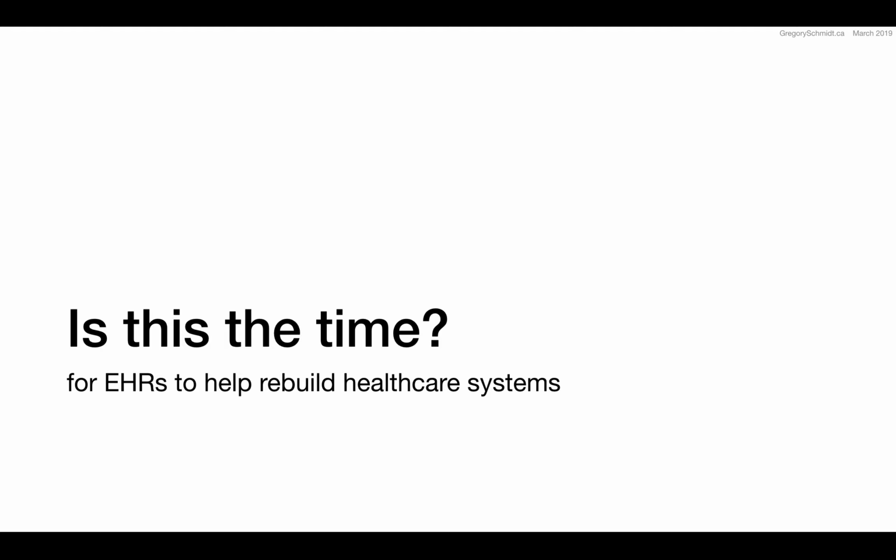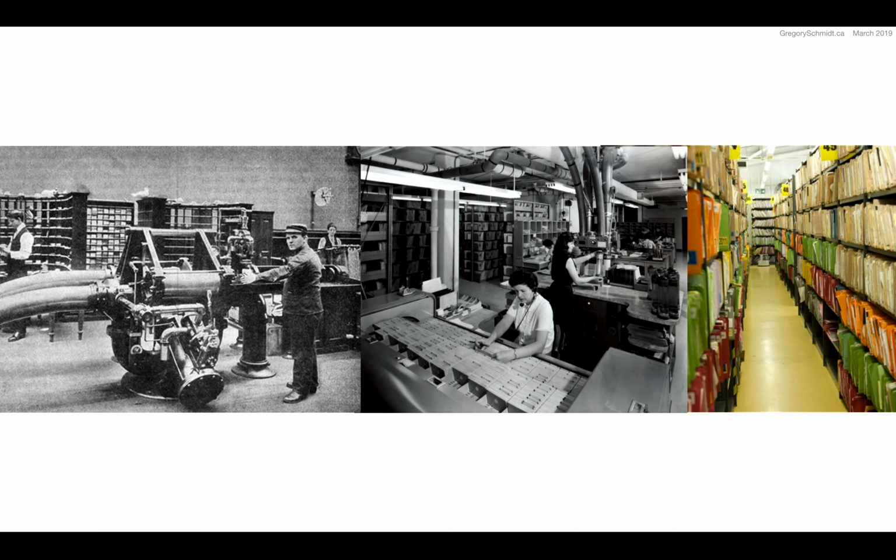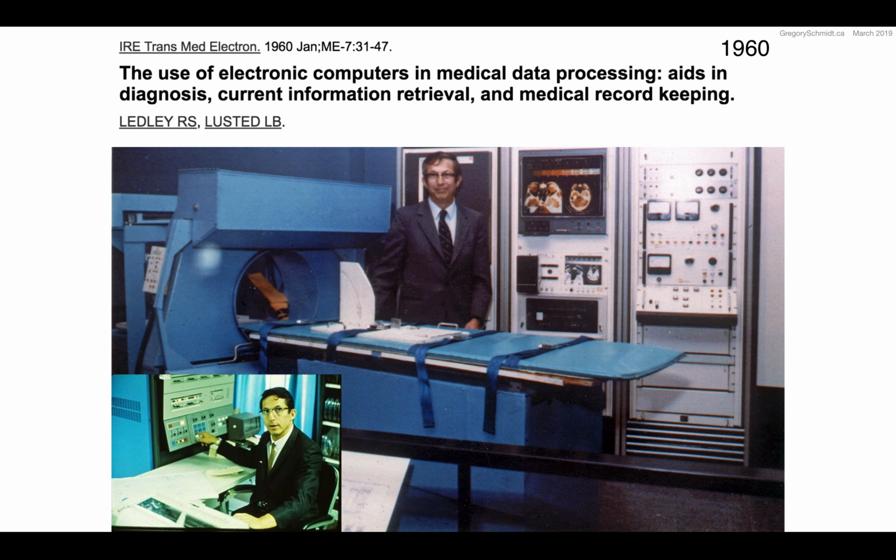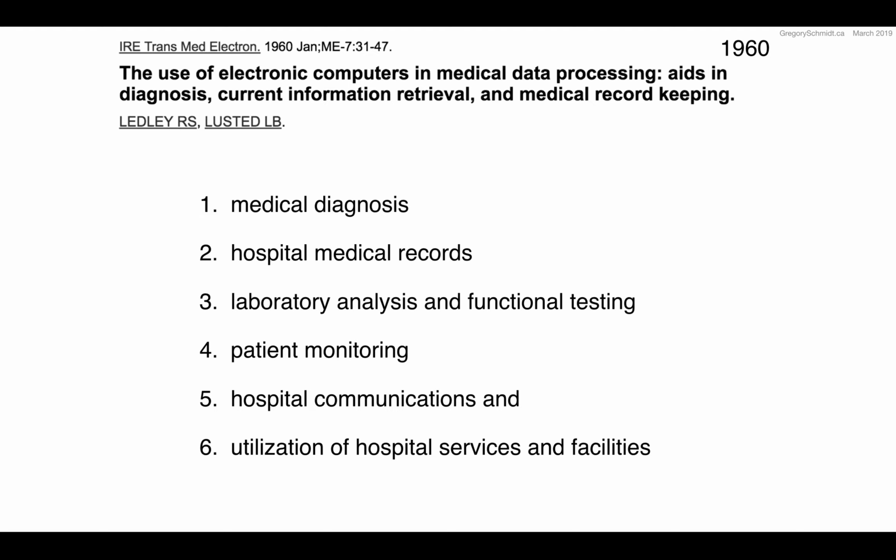For much of the last century, we've been trying to build better data systems in healthcare, whether it's pneumatic tube systems of the early 1900s or clinical charts in the 1960s, or if you read the early papers from the pioneers of electronic health record systems of the 1960s, you see that the aspirations of these systems is the same aspirations we have today, that electronic medical record systems will aid in medical diagnosis, in laboratory analysis, in patient monitoring, in hospital communication, and in hospital and facility service utilization.